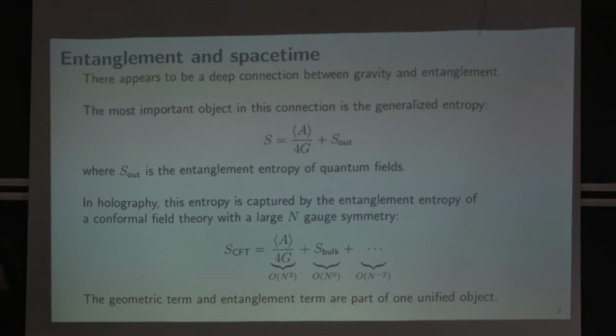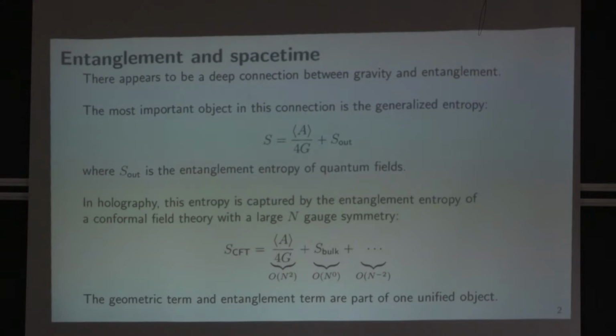So the big picture is that there's evidence for a deep connection between gravity on one side, classical geometry, and entanglement on the other. The object that plays a central role in all of these discussions is what we call the generalized entropy, which is the sum of the famous Bekenstein-Hawking entropy, A over 4G, and the entropy of whatever quantum fields are in your theory, say outside of a horizon. This term S out, I'll be considering the case of pure states where it's really an entanglement entropy of quantum fields.